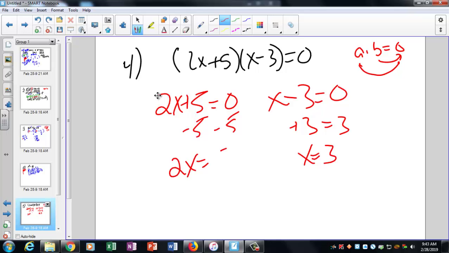We get 2x equals negative 5. Divide by 2, so x is negative 5 halves, and x is 3. That we get 2 answers for.